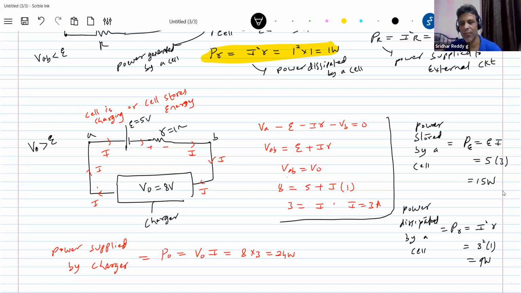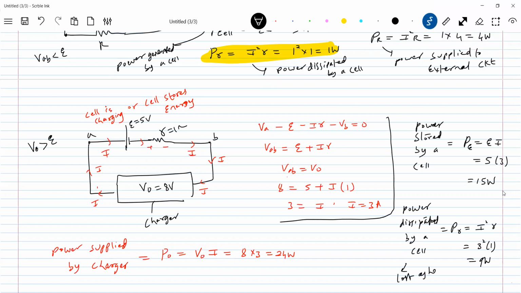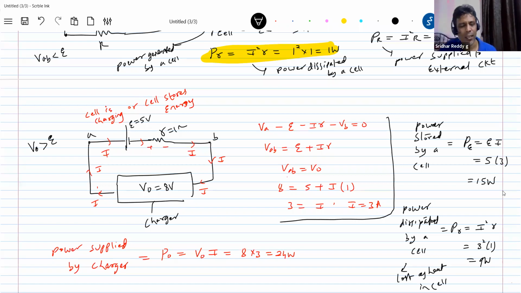Tell me, which one is useful? This one is useful, no? This is lost as heat. Finish the word: lost as heat in cell. Tell me, when the cell is charging or discharging, what will that internal resistance do? It will consume power. So whether you are charging or discharging, the internal resistance of the cell should be as minimum as possible. Then only it's a good quality cell.